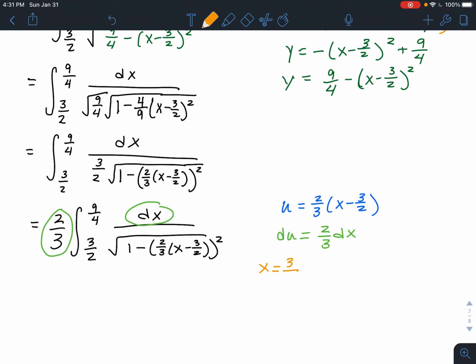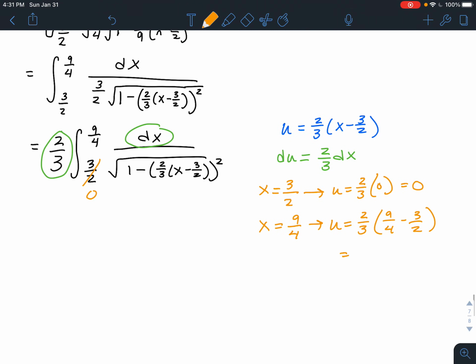So I also want to switch the limits of integration. So if x is equal to 3/2, u is equal to 2/3 times 0, so u is equal to 0 there. And then my top limit is 9/4. So u is equal to 2/3 times 9/4 minus 3 over 2. So if I do a little bit of fraction work here, that is 9 minus 6 over 4. The 3's are going to cancel, and I'm going to get 1/2 here. Boom.